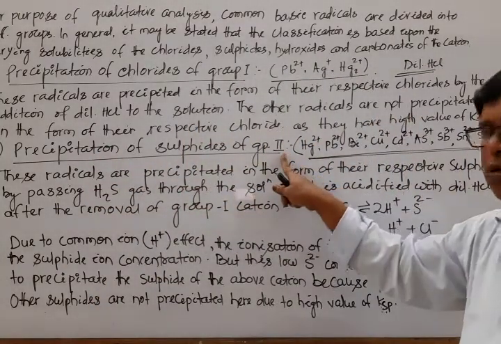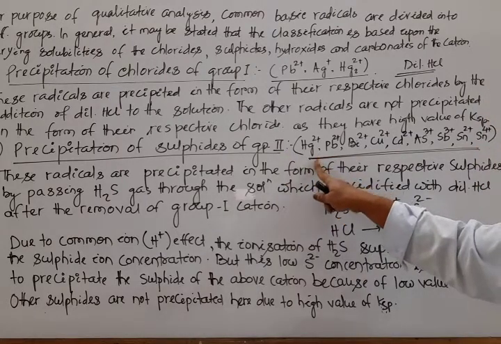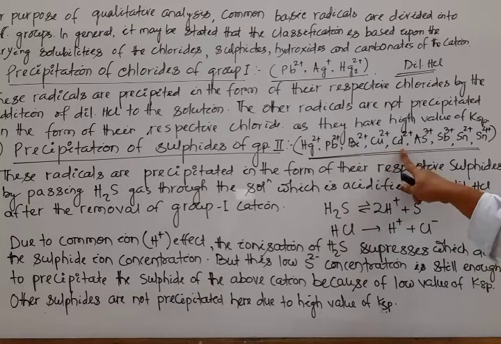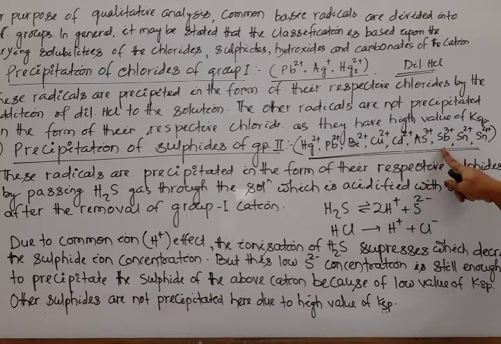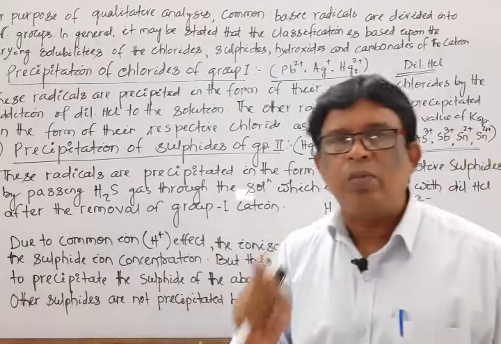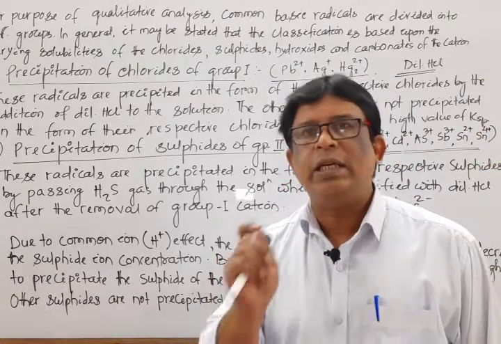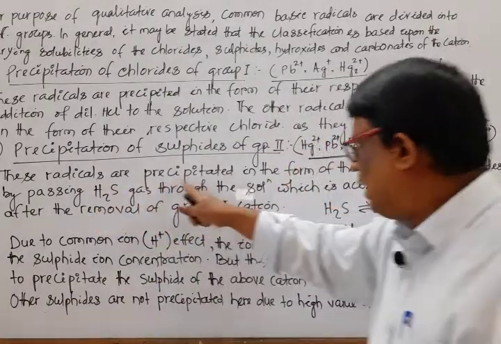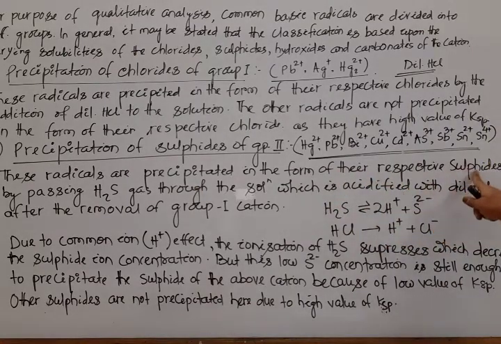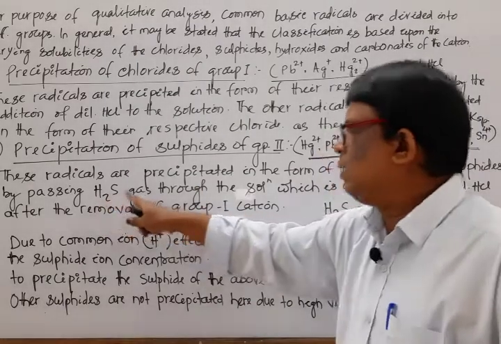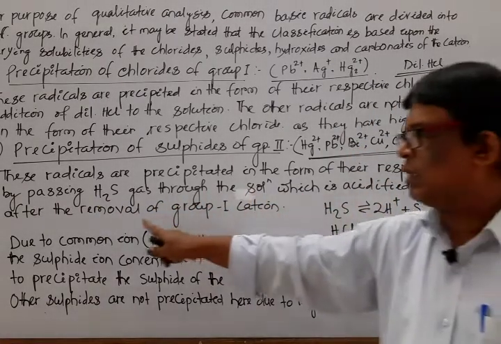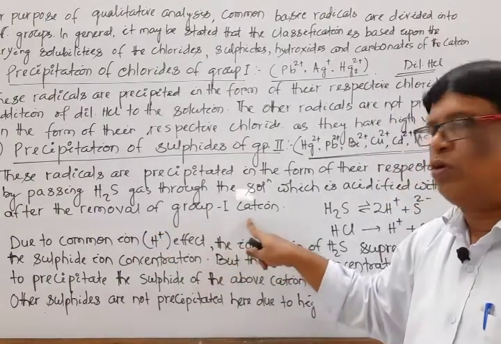Precipitation of sulfides of group 2. Under this are Hg2+, Pb2+, Bi3+, Cu2+, Cd2+, As3+, Sb3+, Sn2+ and Sn4+. These cations come under group 2 and the group reagent is dilute HCl plus H2S gas. Mark that. These radicals are precipitated in the form of their respective sulfides by passing hydrogen sulfide gas through the solution which is acidified with dilute HCl after the removal of group 1 cations.